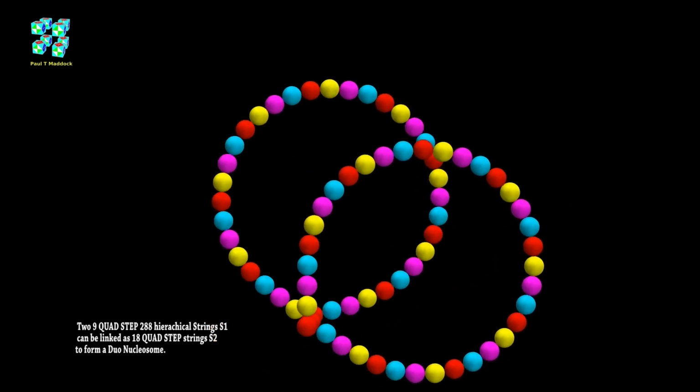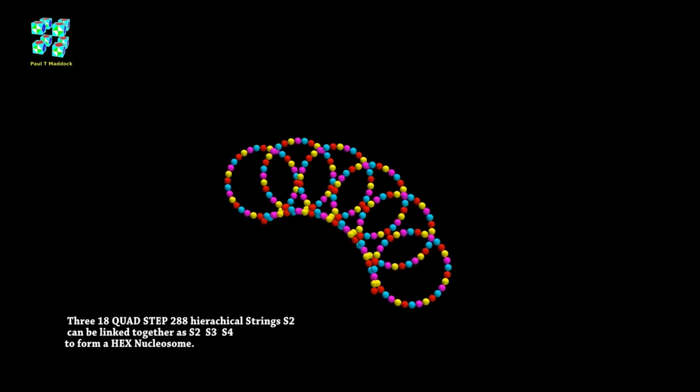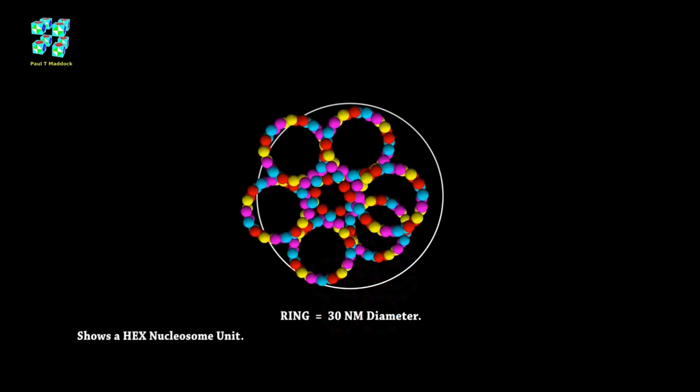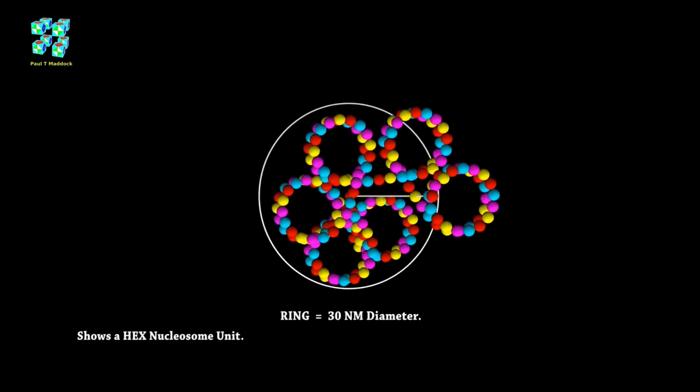Now I'm going to make two copies of this string, and then I'm going to link the three strings together in a hierarchy. And let's see what we've got. Now we have a nucleosome hexagon unit. Now let's zoom in on it and give it a spin around to see what we have.